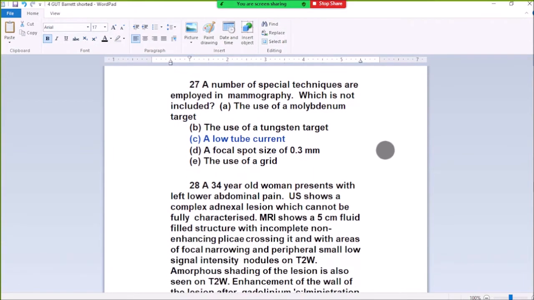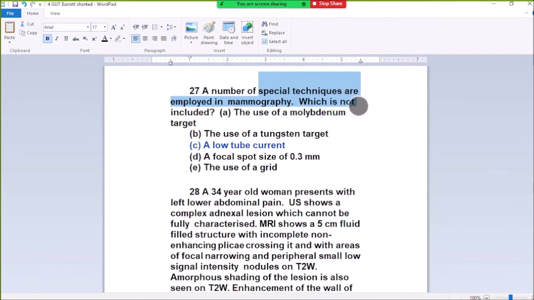Question 27. A number of special techniques are employed in mammography. Which is not included? Low tube current is not used in mammography. The use of molybdenum, the use of a tungsten target, a focal spot of 0.3 mm, and the use of a grid are all seen in mammography, but not low tube current.